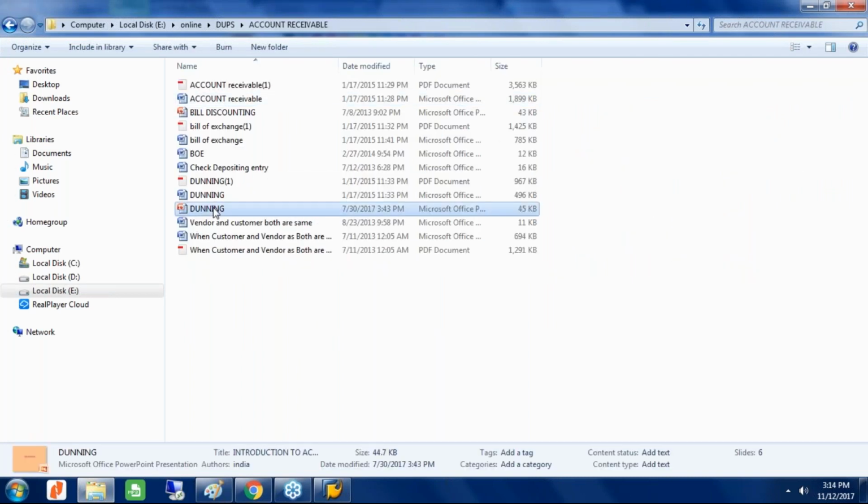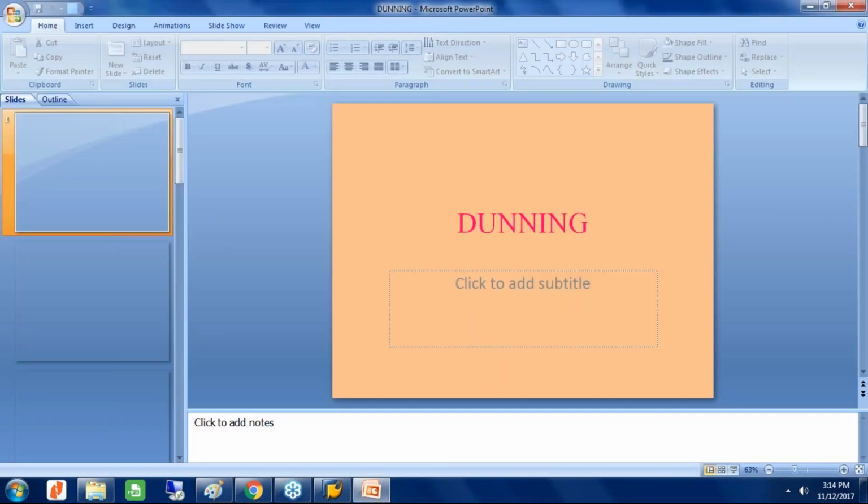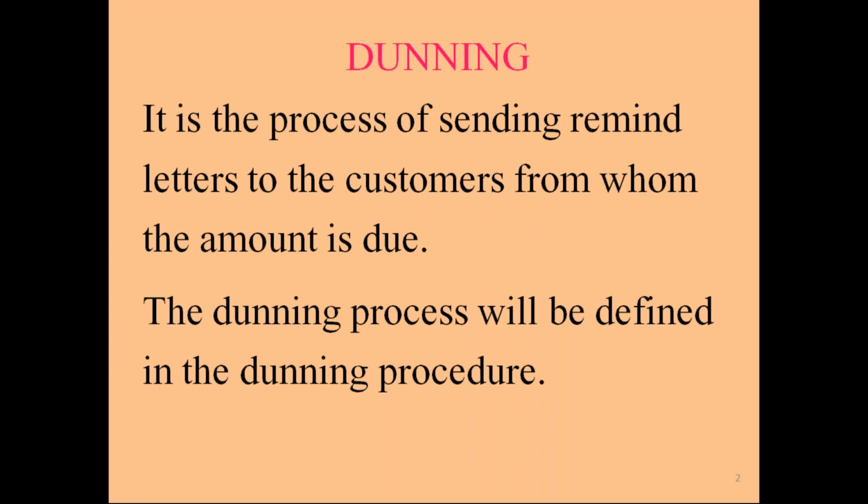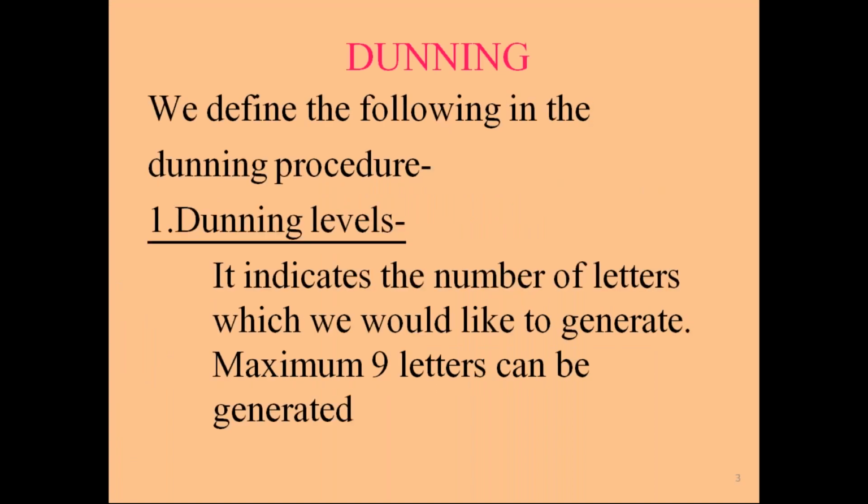So the next activity that we are doing is known as the process of dunning. Now what I mean by dunning is, it is a process of sending reminder letters to the customers from whom the amount is due. Basically, a customer who is supposed to pay us, let's say we have given him a credit of some 45 days, but he has not paid it. In such a case, we would like to remind him first before going for any kind of legal action.